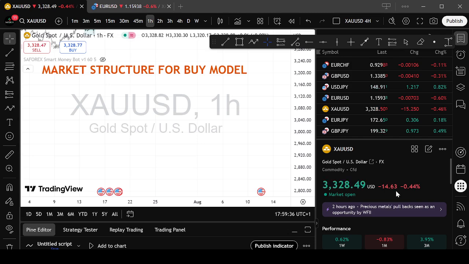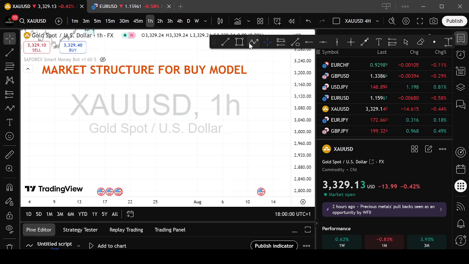What is a buy model in market structure? A buy model simply means price is in a bullish market structure. So we'll be seeing more chart examples on how to identify it. Price forms higher highs and higher lows.